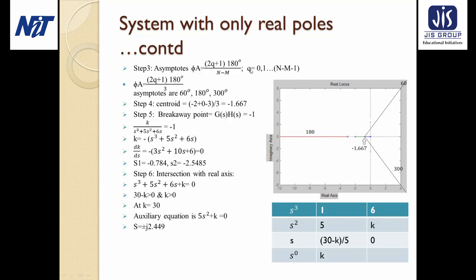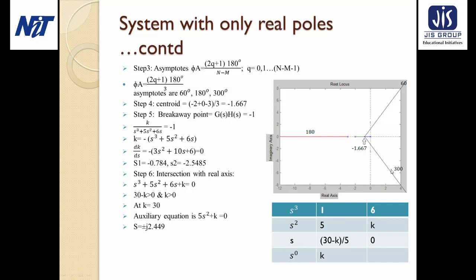If we put these values of q into the formula, with n - m equal to 3, we get 3 asymptotes, which are 60 degrees, 180 degrees and 300 degrees.